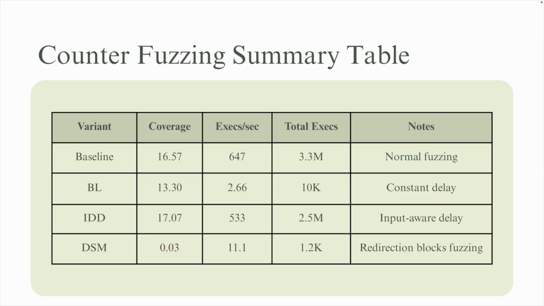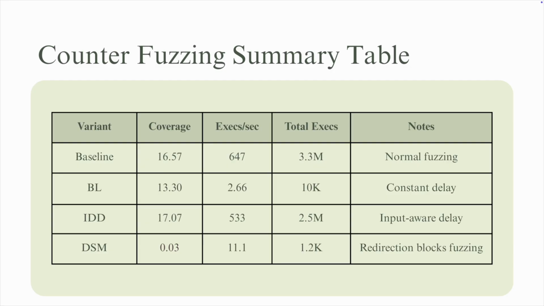So this table summarizes the results of all 4 strategies. Baseline achieved the best results overall: fast execution, high coverage, and smooth exploration, which means the fuzzing worked properly. BL reduced throughput significantly, making the fuzzer less effective, though fuzzing still occurred. IDD preserved the high coverage while adding instability, making it a good strategy for delaying attackers.